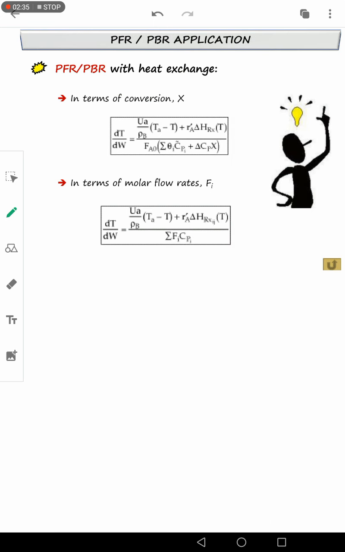Kemudian kalau the heat exchange in respect to PFR or PBR, kalau kita perlu nak mencari dalam bentuk conversion, so dia adalah variation of temperature over weight of the catalyst, and you perlu masukkan this term. Okay, alright, so ini adalah equationnya. So dalam bentuk flow rate, so perbezaannya adalah yang ini.